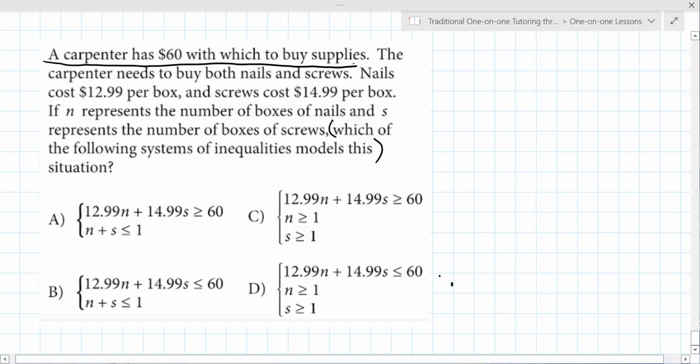The carpenter has $60 with which to buy supplies. Can you tell me what that means in some other context? Can I keep the same story or do I have to change the story? Change the story. Like it's Black Friday. Okay, let's say I need to go get new pencils. You're not buying pencils. Come on, go buy something fun.